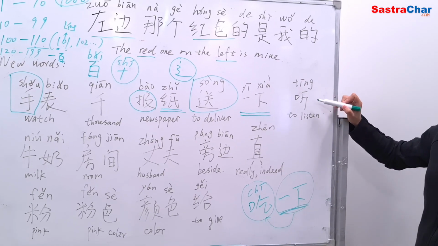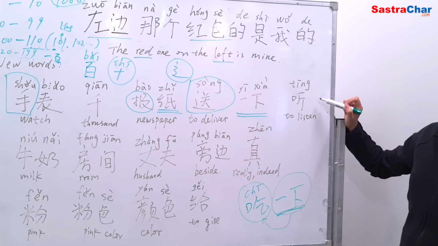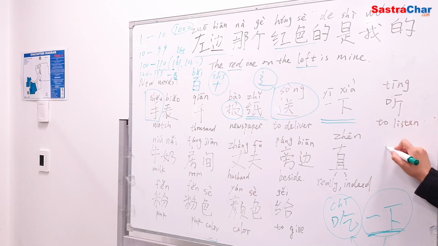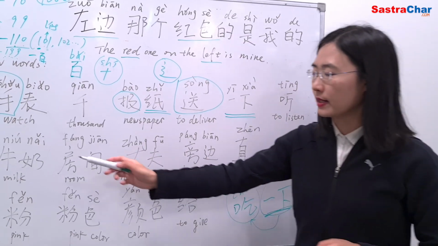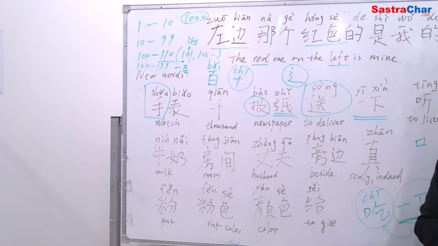Okay, next, 听. 听 means to listen. Now, you know this part? This part is 口, mouth, right? So it's like people are talking with their mouth and you are listening. So there's a 口 part in here. 听. Next, 牛奶. 牛奶 means milk.